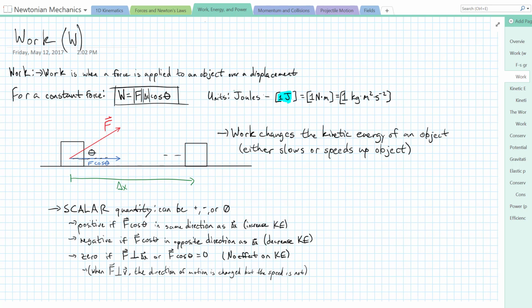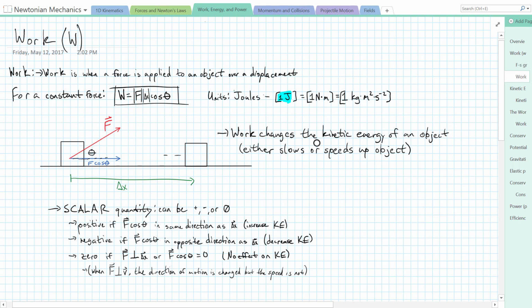Hi, in this video we're going to define the physics quantity work. We're going to talk about how you calculate net work or total work done on an object, and we're going to talk about the work-kinetic energy theorem, which tells us how work changes the kinetic energy of an object.